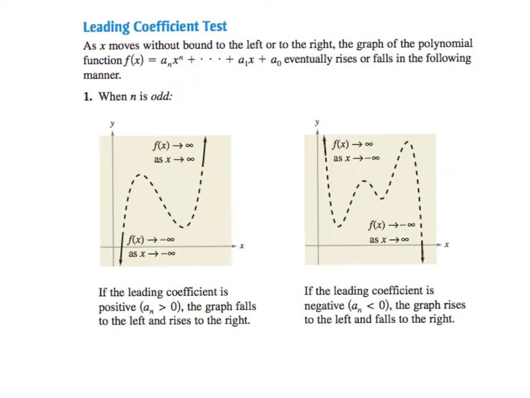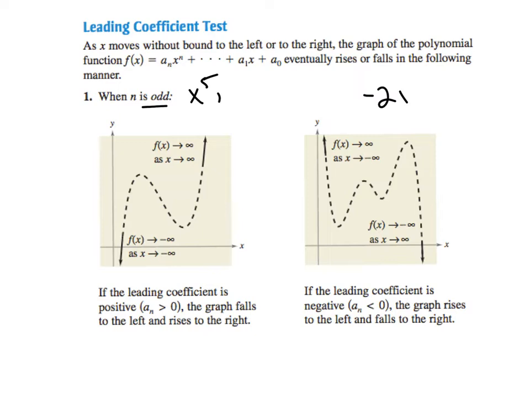So this is called the leading coefficient test. Your highest power tells you where it starts and where it ends. For instance, if my highest power is odd, like x to the 5th or x to the 7th, and it's positive, it's going to start down at negative infinity, because in America we read left to right. So we're always going left to right. It's going to start at negative infinity, and it's going to end at positive infinity.